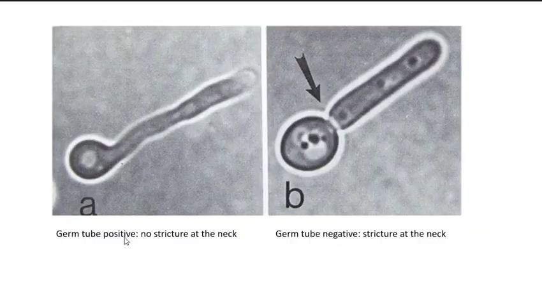Okay, so here are germ tube positives. The thing that you should remember is germ tubes look like spoons. There's no stricture here. It just looks like a spoon. Okay, germ tube negative, there's this stricture. It looks like somebody's strangling them with a piano wire or something. But anyway, when you see a stricture at the neck, you know that it's germ tube negative. If it looks like a spoon, it's germ tube positive.